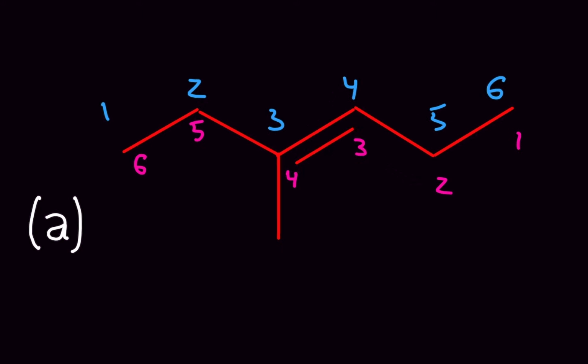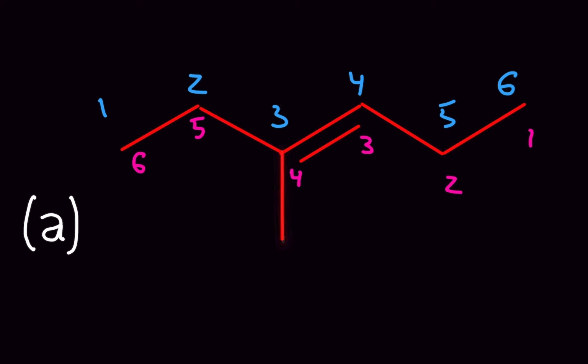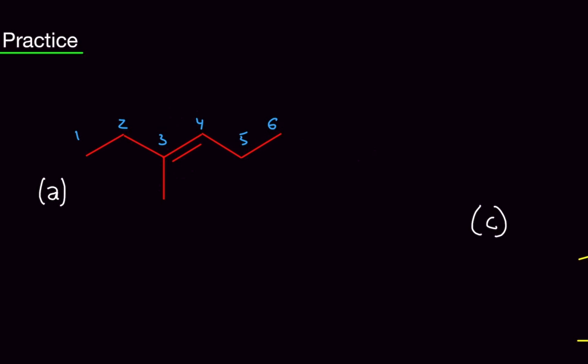So now if you look at this way, you'll notice the substituent, if you number from left to right, the substituent will be on carbon 3. But if you number from right to left, the substituent will be on carbon 4, which is not good. It's not allowed. So we're going to erase this, and we're going to number it like this. 1, 2, 3, 4, 5, 6. That's the correct way. All right, so now we have a methyl on carbon 3.